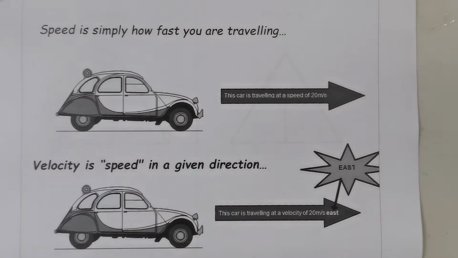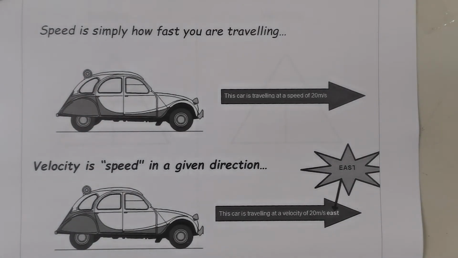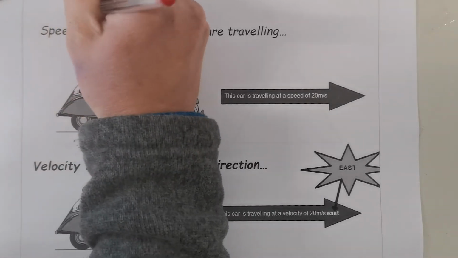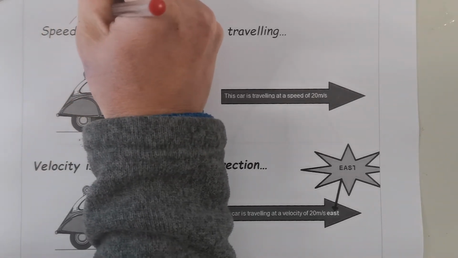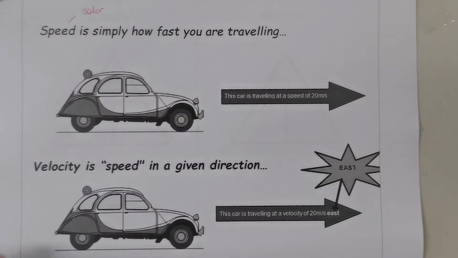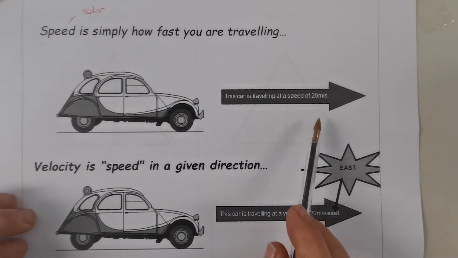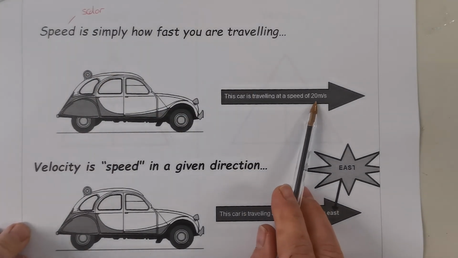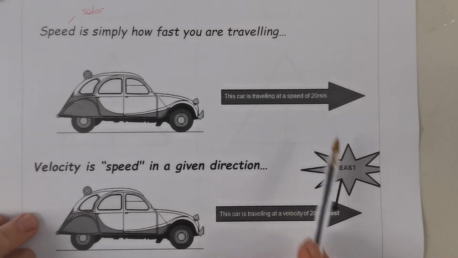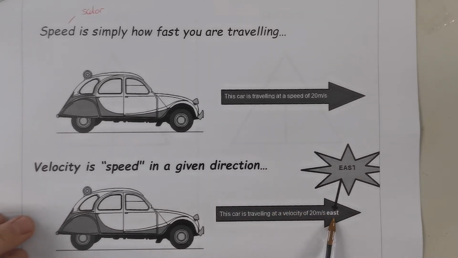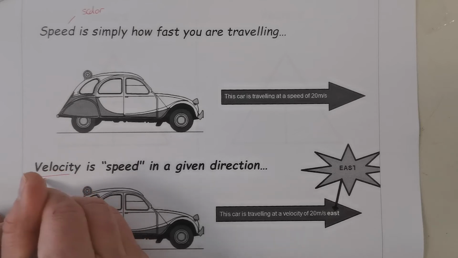We have exactly the same thing here for speed and velocity. Speed is a scalar because it just has a magnitude. In this case, this 2CV is traveling at 20 meters per second. If I give you more information here, and I say it's 20 meters per second east, well, that would actually be the definition of what is the velocity.